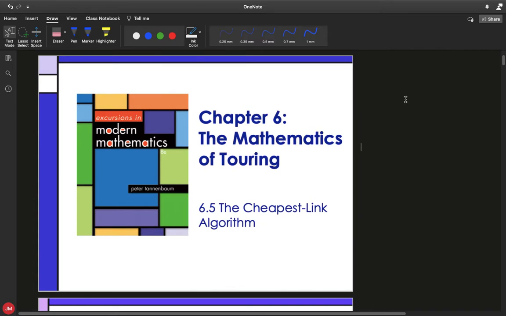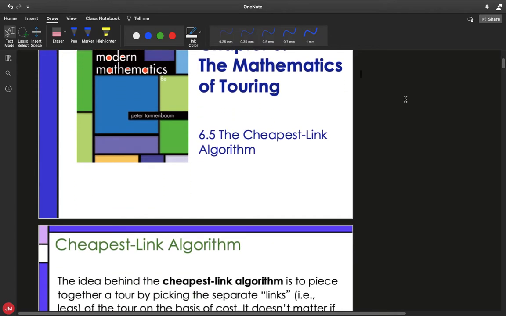So in the last couple of videos, we've talked about nearest neighbor and repetitive nearest neighbor, which are some slightly better, definitely quicker ways of finding some alternative routes, which, although they might not be optimal, are at least a little bit cheaper in cost. So in this last section, we're going to talk about what's called the cheapest link algorithm and how it works.